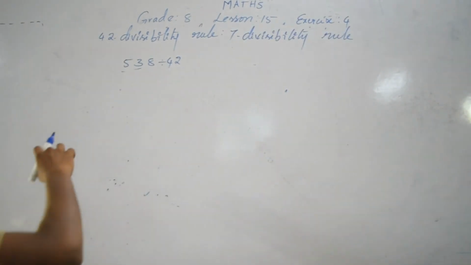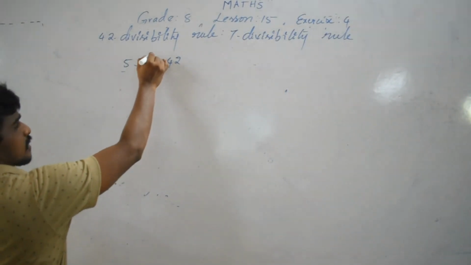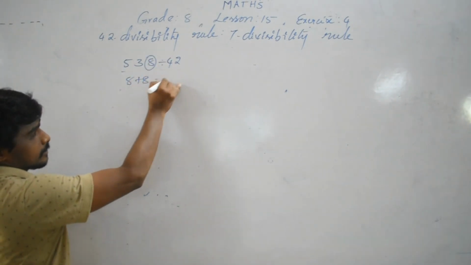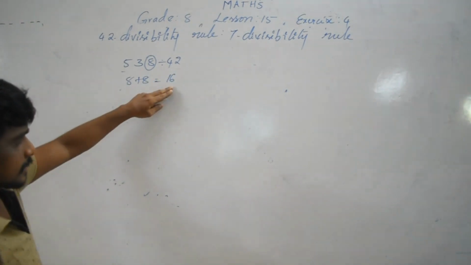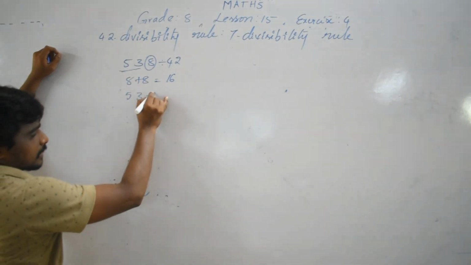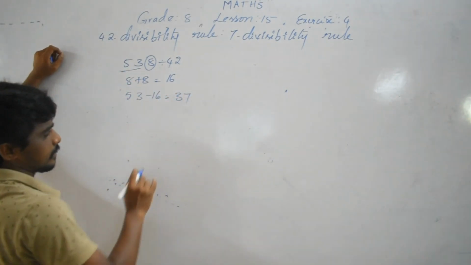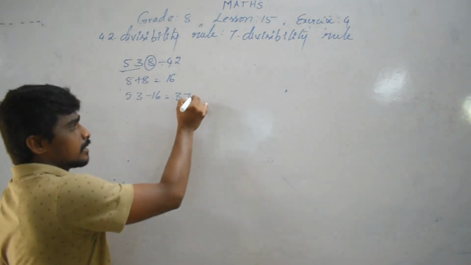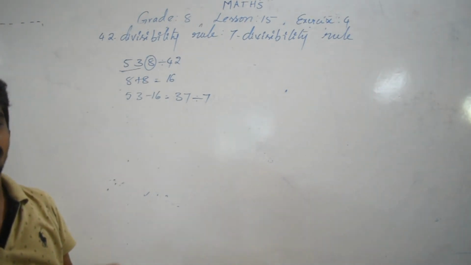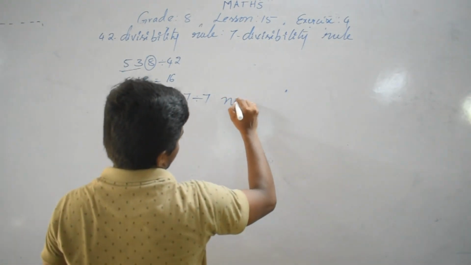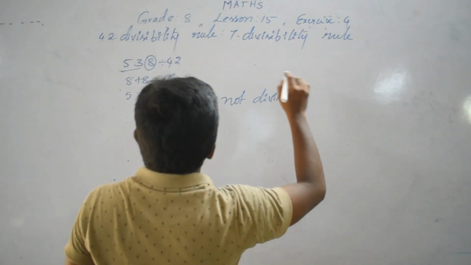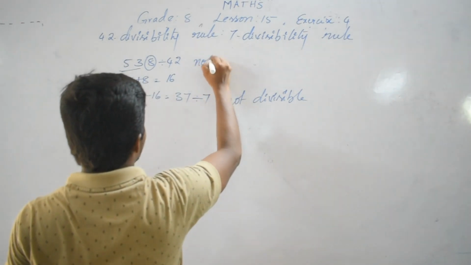Here, take the ones place twice, two times: 8 plus 8, 16. The rest of the number, 53 minus 16, is 37. Is 37 divisible by 7? Once you check, divisible or not divisible? Not divisible. So this is also not divisible.